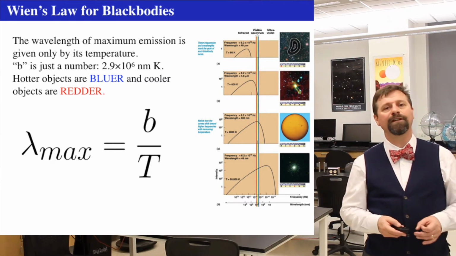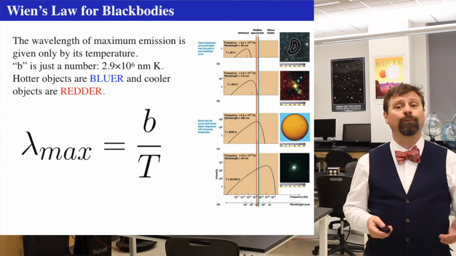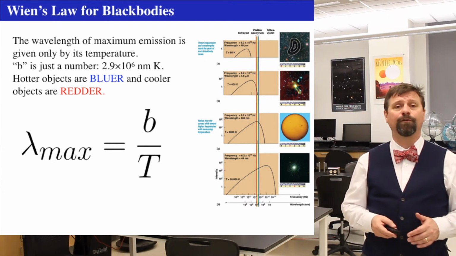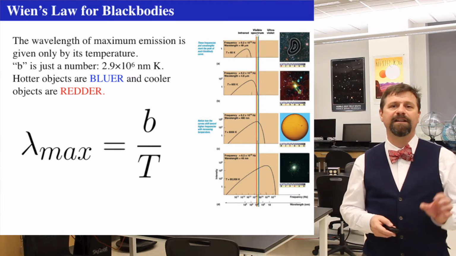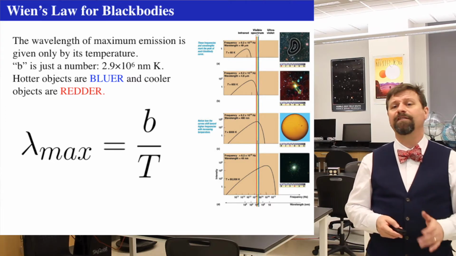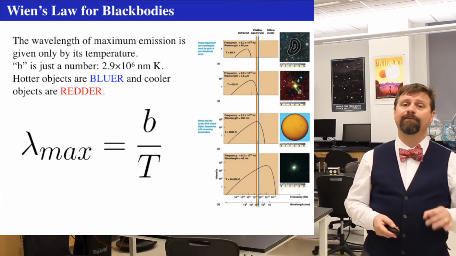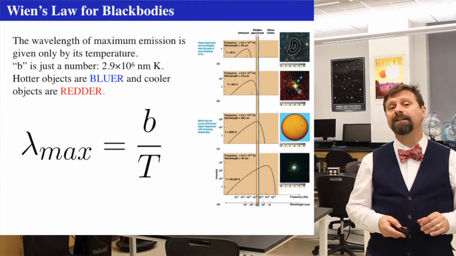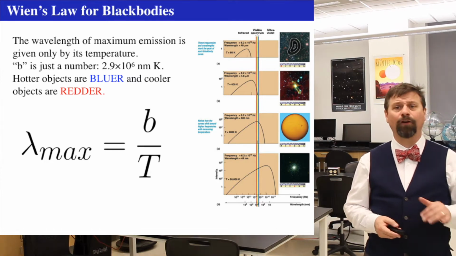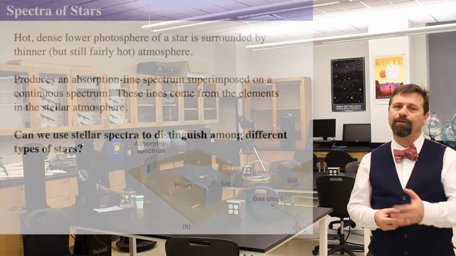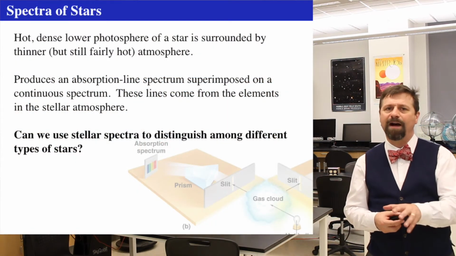And if we go to extraordinarily hot objects, such as X-ray emitters, they can be emitting primarily in the X-rays or in the far ultraviolet, and that would be a very short wavelength, but the temperatures are then very high. So Wien's law just simply says that the peak wavelength of a blackbody spectrum is inversely related to its temperature.